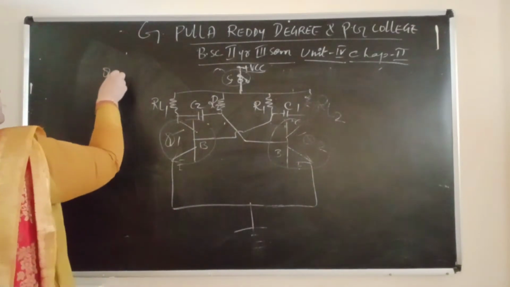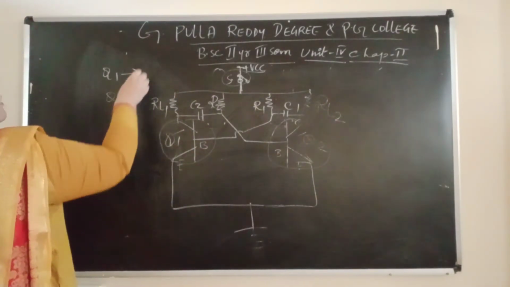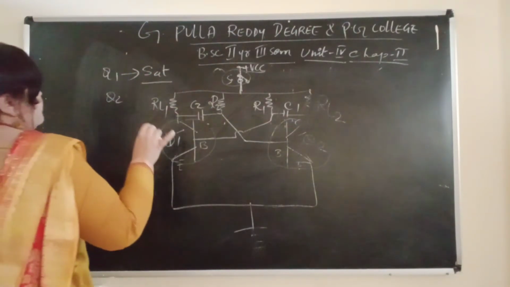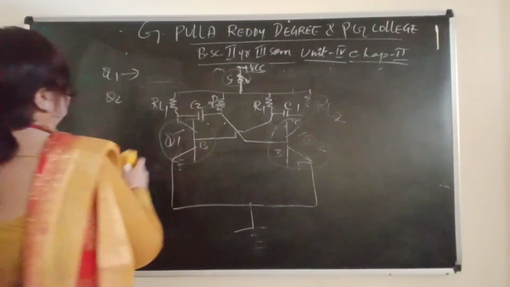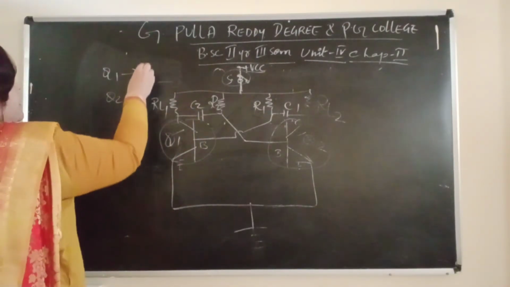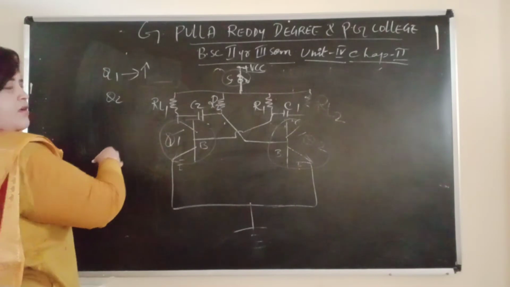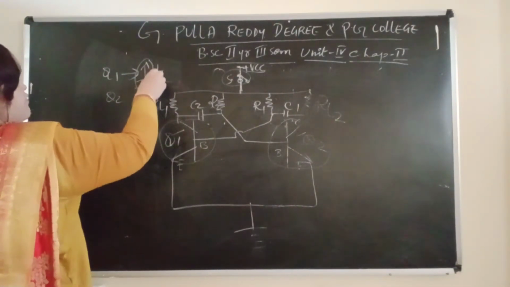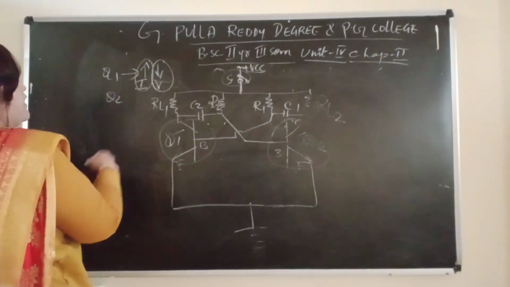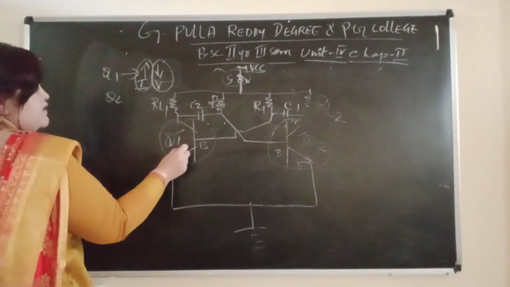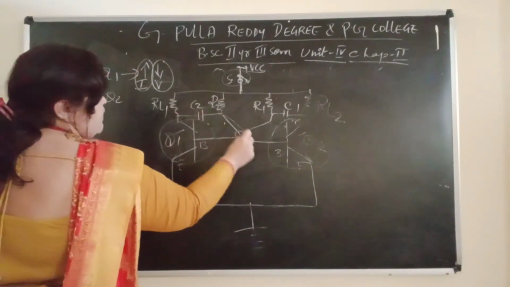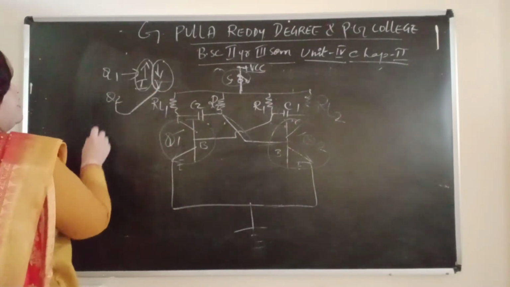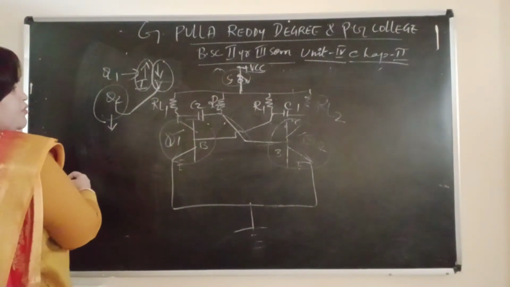Now Q1 is conducting more heavily than Q2, so Q1 is in saturation in the main task. Current in Q1 will be high, so voltage will be less. Current will be high means rising, voltage will be decreasing. This decreased voltage will apply to the input of Q2.